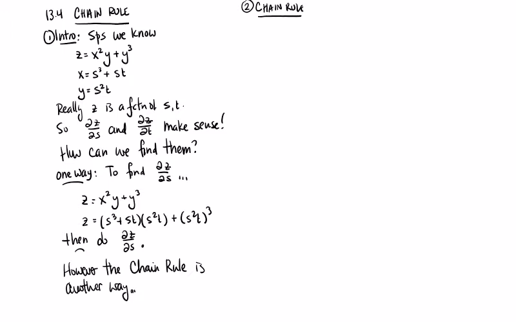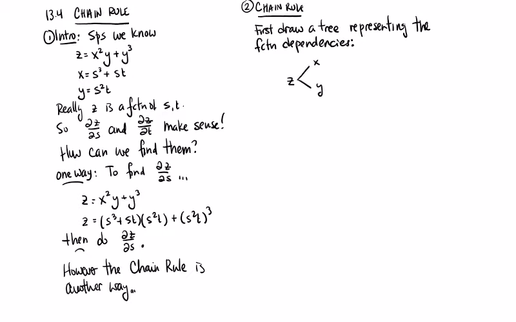So, step 1. Let's say first, draw a tree representing the function dependencies. Now, if you wonder what the heck I mean by this, that's okay. We'll step through it. So in this case, z is a function of x and y. So we'll branch z to x and y. X is a function of s and t. So is y. That's the first thing done. So this is what I mean by a tree representing the function dependencies.